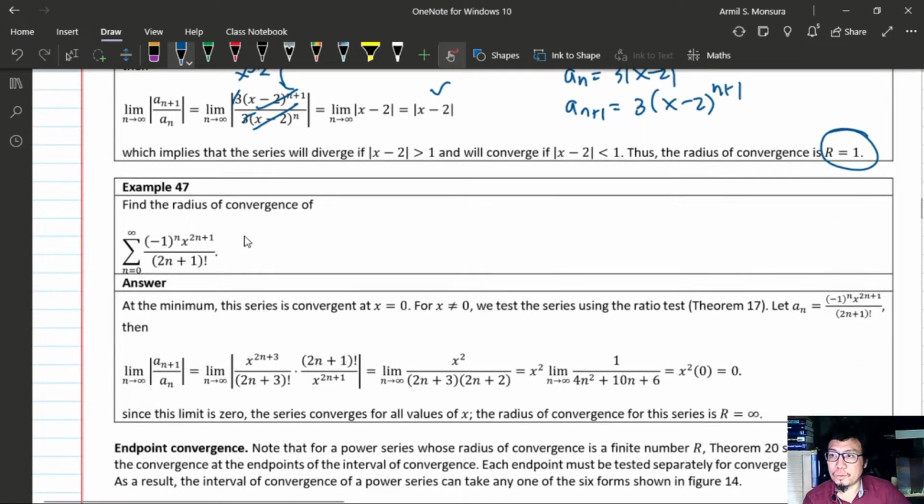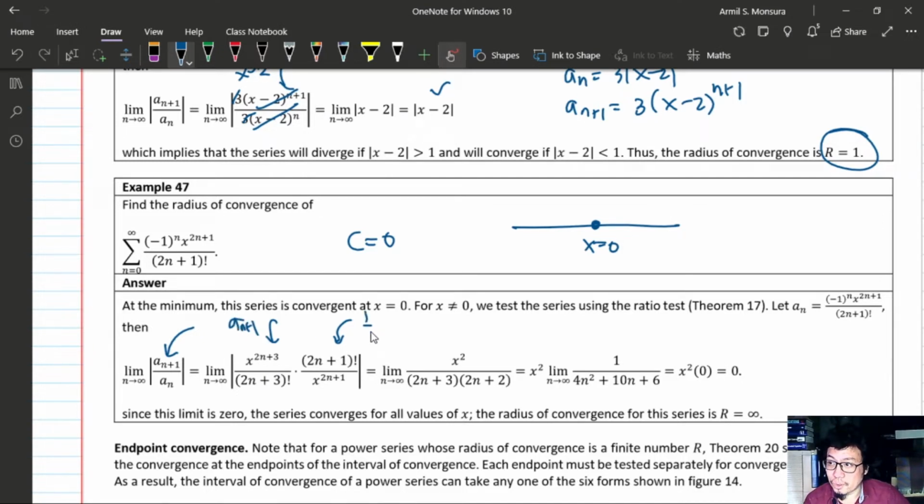Here, let's try to find the radius of convergence of this. It seems that the center of our series is at 0, so it converges at x equals 0. Now for x not equal to 0, we use the ratio test. So we find the limit of this one, which is your a_(n+1), and this is the reciprocal of your a_n.